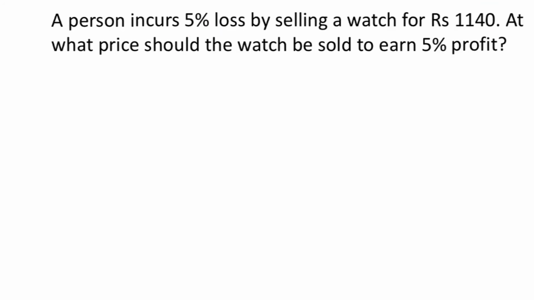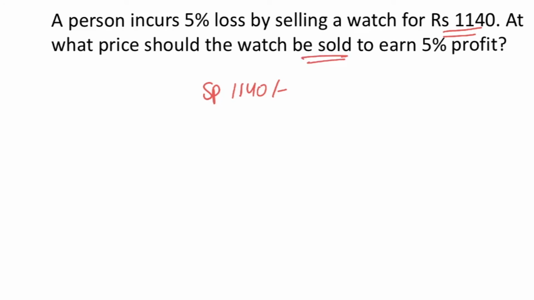A person incurs 5% loss by selling a watch for 1140 rupees. At what price should the watch be sold to earn 5% profit? Here the selling price is given as 1140. A watch is sold at 1140 rupees. And again the selling price is asked.